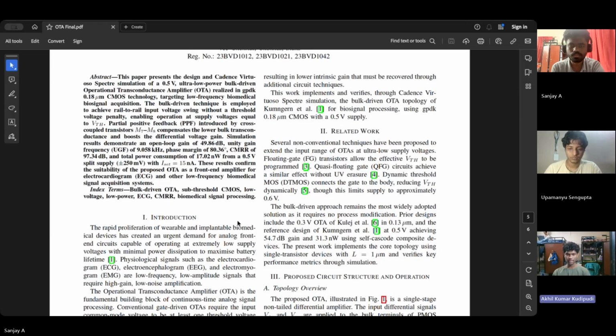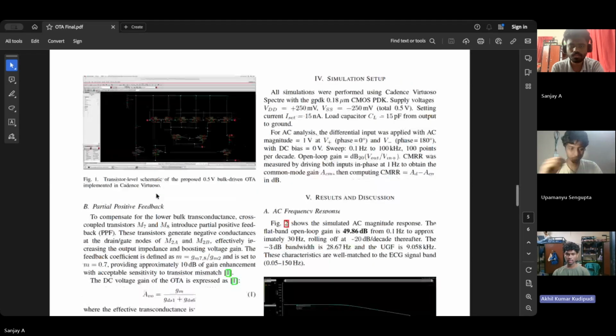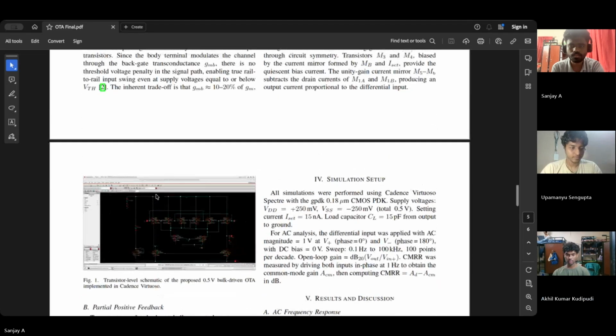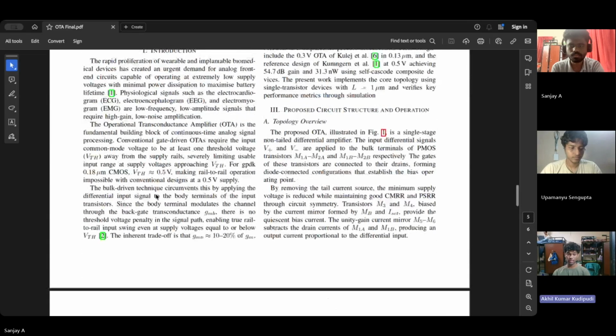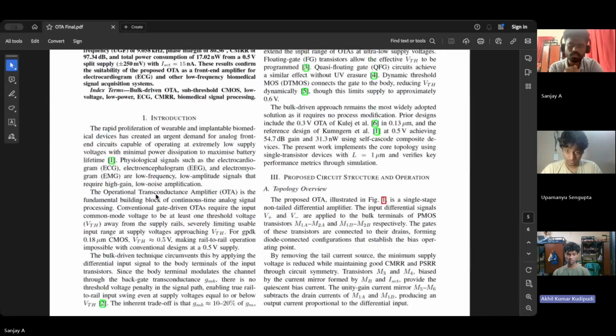Now, here's where it gets interesting and where the actual engineering challenges lie. Wearable and implantable medical devices, think ECG patches, EEG headsets, pacemakers, run off tiny batteries. These batteries need to last months, sometimes years. That means the analog front end has to operate at extremely low voltage supplies and consume power in the nanowatt range.